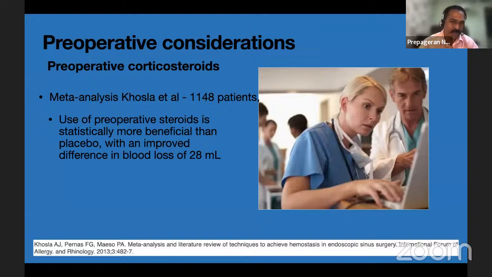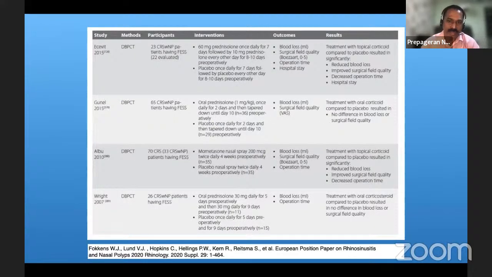One meta-analysis done by Kosla, which included 1,148 patients, found a statistically significant benefit compared to placebo for patients who used pre-operative steroids. There's a difference in blood loss of 28 ml. Now, let's look at this data. This data shows double-blinded placebo-controlled trials, which is probably the best that we can have. Let's look from the bottom and then go upwards.